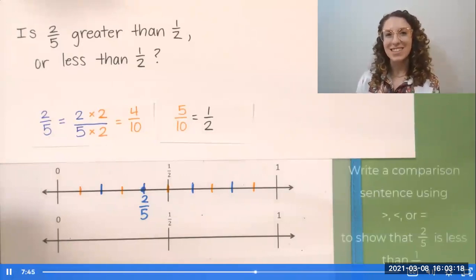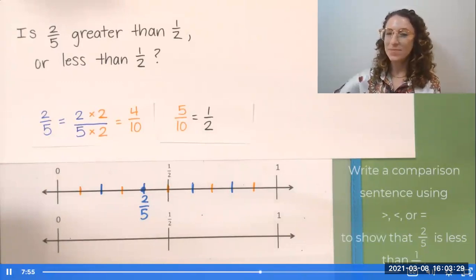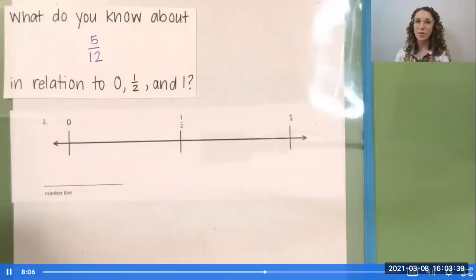Write a comparison sentence using a symbol to show 2/5 is less than 1/2. That would look like this. Next, we'll plot a few different fractions on the same number line. Get ready. Think, then tell me.